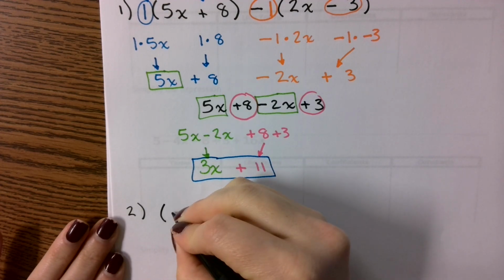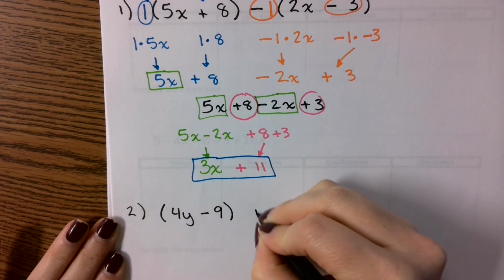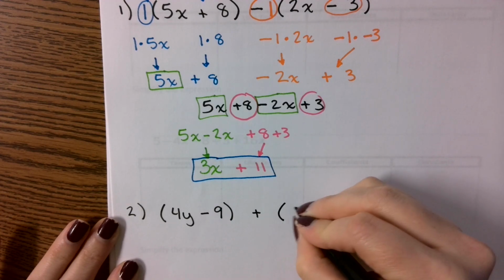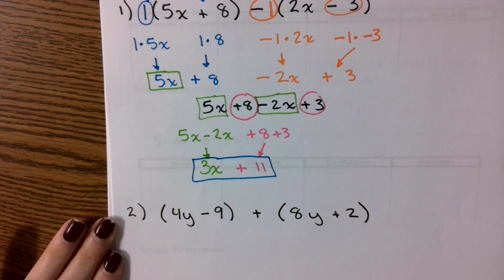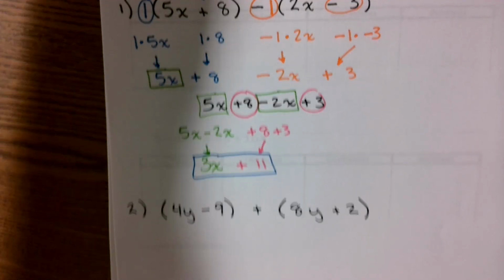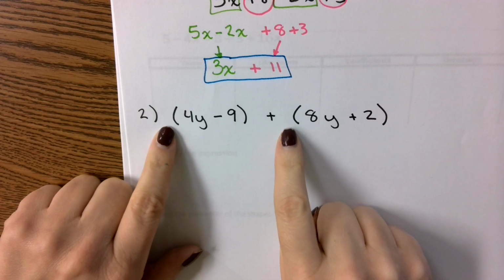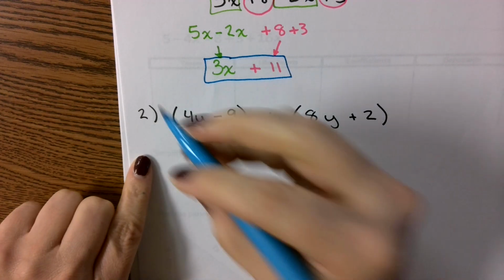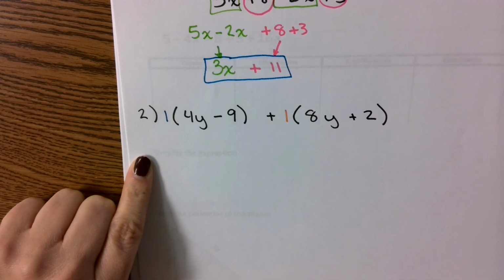If we have 4y minus 9 plus 8y plus 2. Okay, what value is going to go in front of both of them? A 1, right? We're going to put a 1 in front of this first one. We're going to put a 1 in front of the second one.